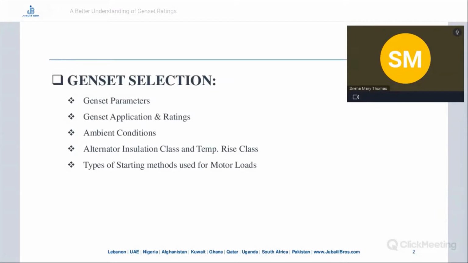Firstly, let's look at the different factors that have to be considered for a genset selection. These are genset parameters, genset application and ratings, ambient conditions, alternator installation class and temperature rise class, and types of starting methods used for motor loads.